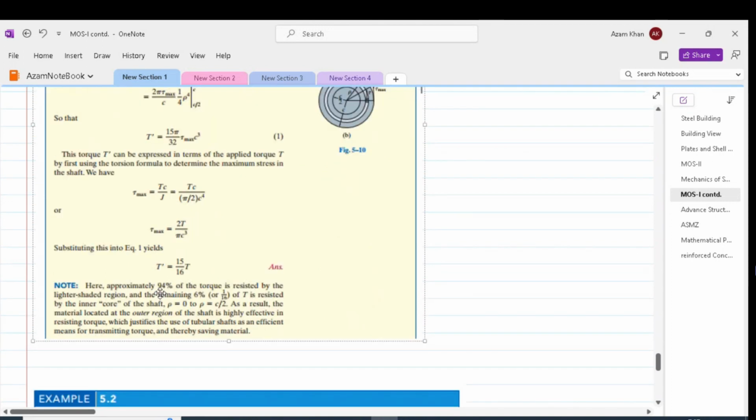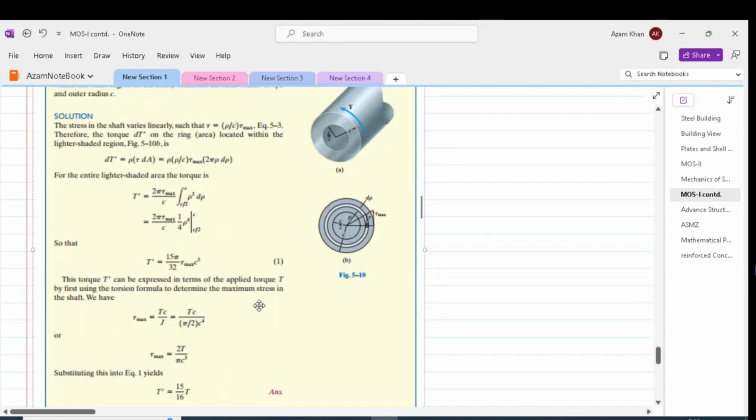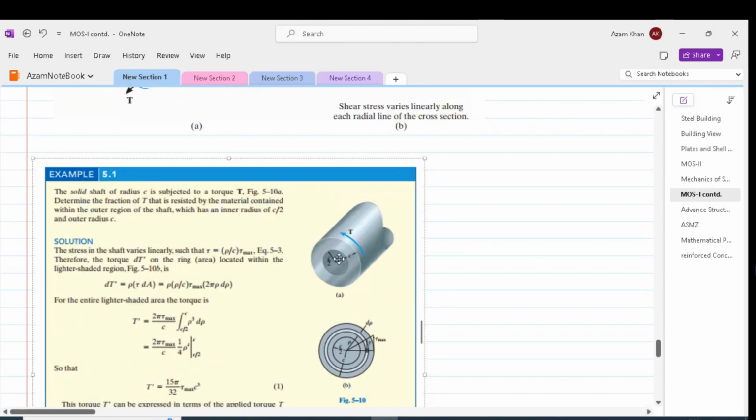That will give us about 94% of the torque. So that means 94% of the torque is resisted between the region c by 2 and c. The rest is resisted by the region 0 to c by 2. Thus, as we move away from the axis of the shaft, that region will resist the maximum torque. All the annular circles which are away from the axis of the shaft will be resisting the bulk of the applied torque.